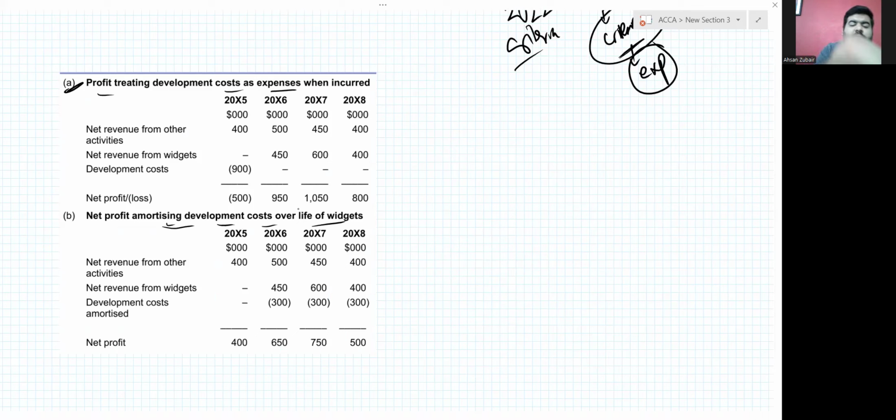So see, in 2005, 6, 7, 8, revenues are written, same here, revenues are written. We are not concerned with the revenues. And then net revenue is written, net revenue again not concerned.